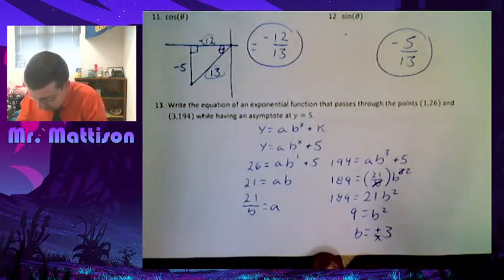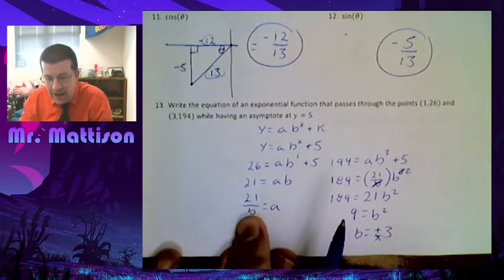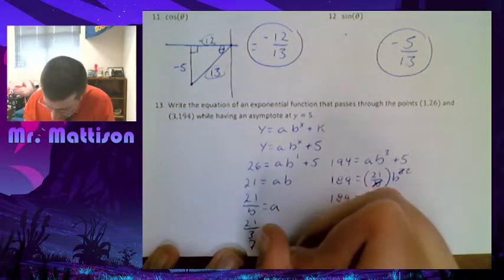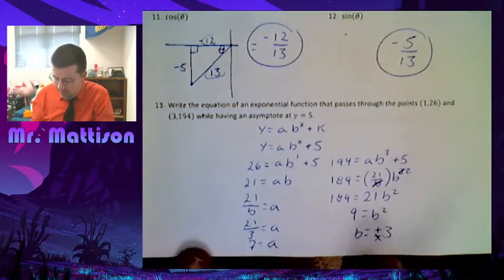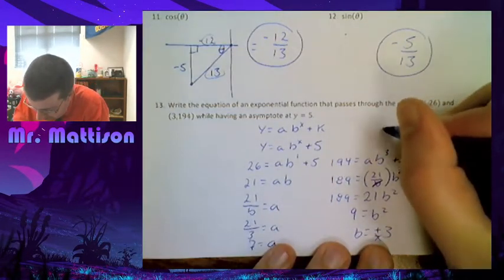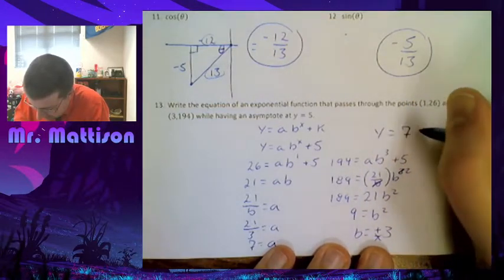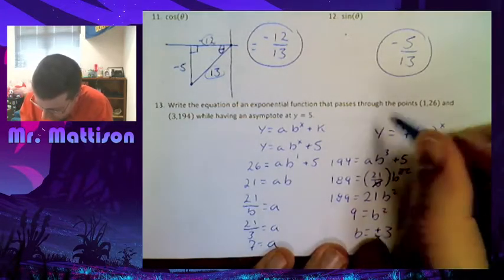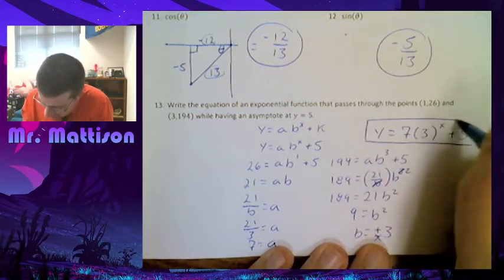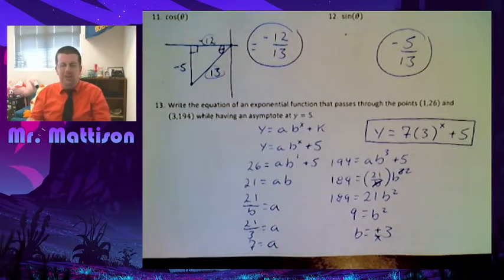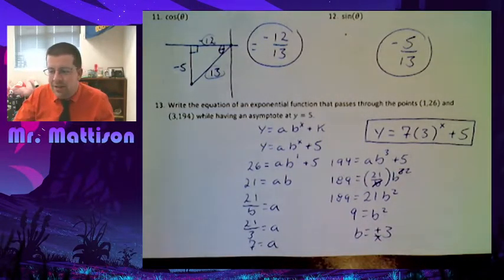So now that I know what that is, I can find A and say, well, A is 21 over 3, which is going to be 7. So I know what my B is, I know what my A is, I know what my K is, I have my equation now. So it's going to be Y is equal to 7 times 3 raised to the x plus 5. And there is my equation that models the situation. So again, I have specifically chosen relatively nice numbers for us, so we're not going to be getting crazy decimals. We're going to get numbers, maybe possibly some small but easy fraction.